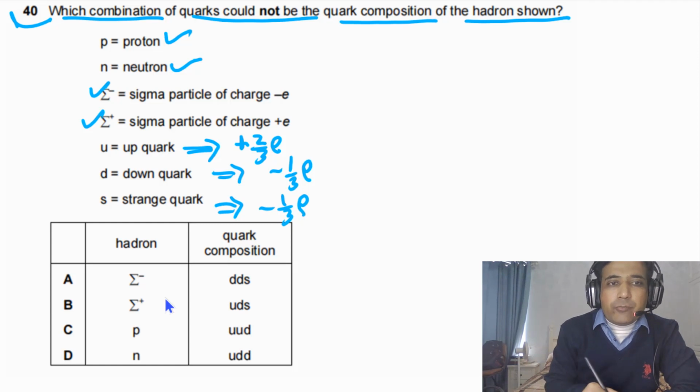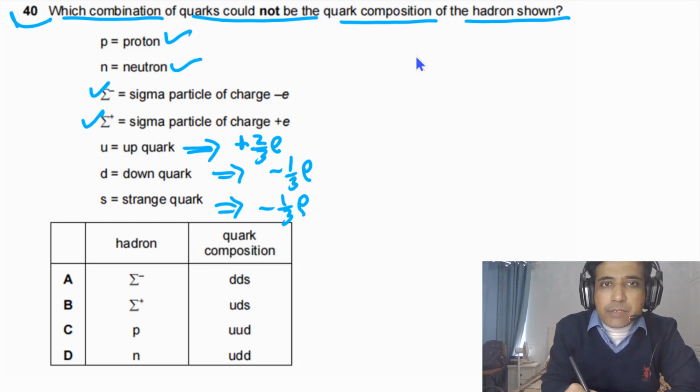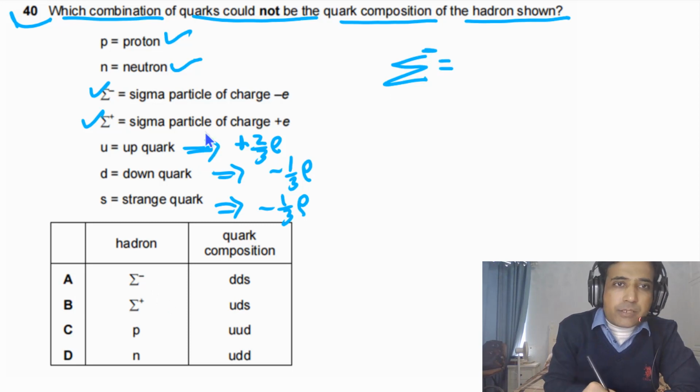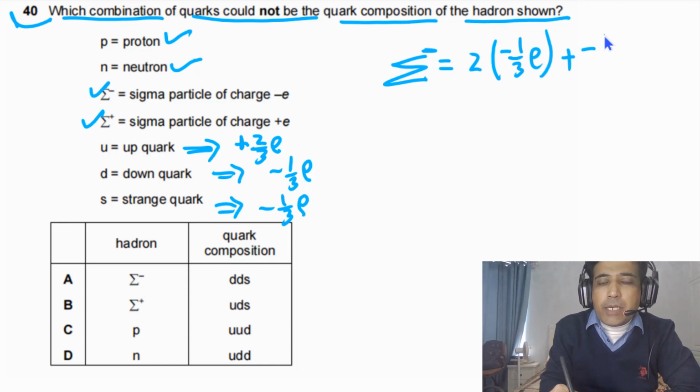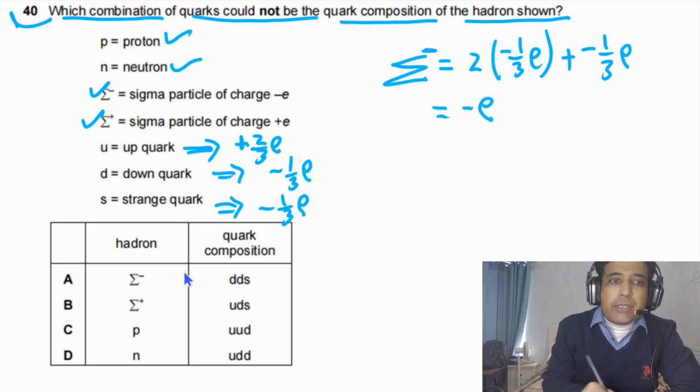Now if you look at the given hadrons, first of all we have sigma minus. Charge on this one is -e. So we can try to figure out. We have two down quarks, so we have 2 times -1/3e, plus we have a strange quark, -1/3e. If we add them together, we will get -e. So it means this composition is possible.